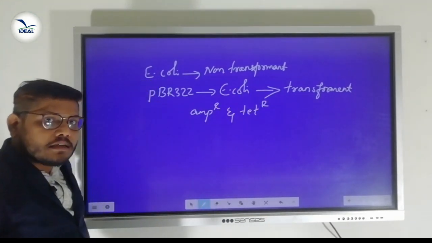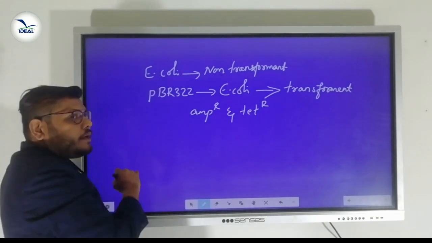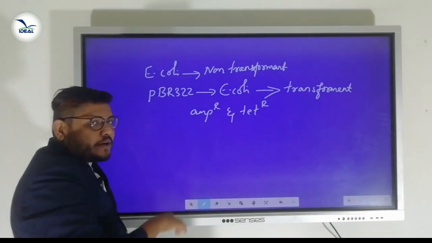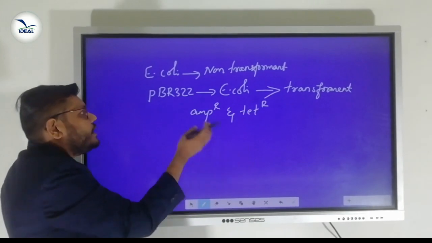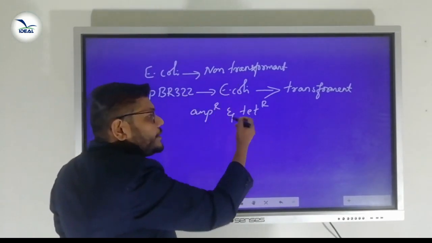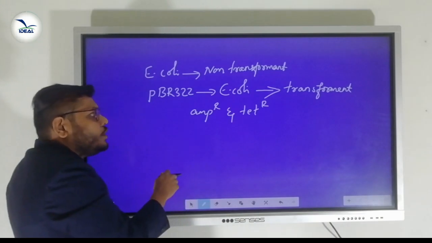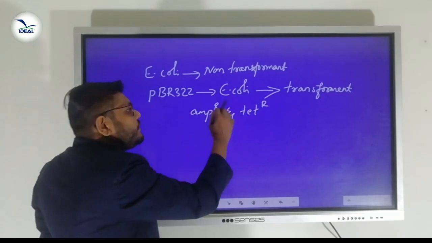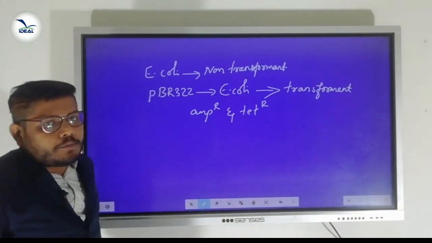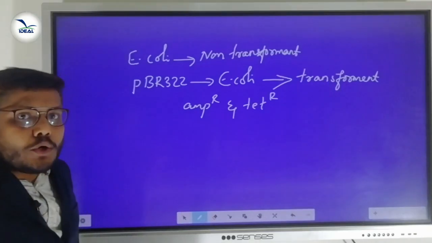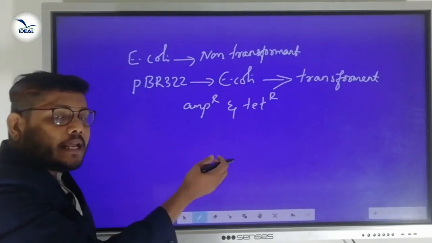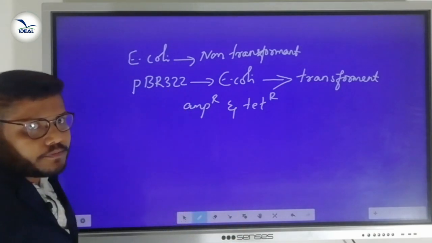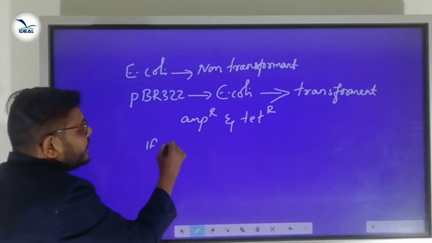Okay. Normal E. coli cells do not have either of these two antibiotic resistance genes. That is why they are non-transformants. But if pBR322 is added to E. coli, it becomes a transformant. In that case, this transformant can grow on both ampicillin and tetracycline medium. Is it clear? So these two selectable markers, or marker genes, help in differentiating non-transformants from transformants. Is it clear?